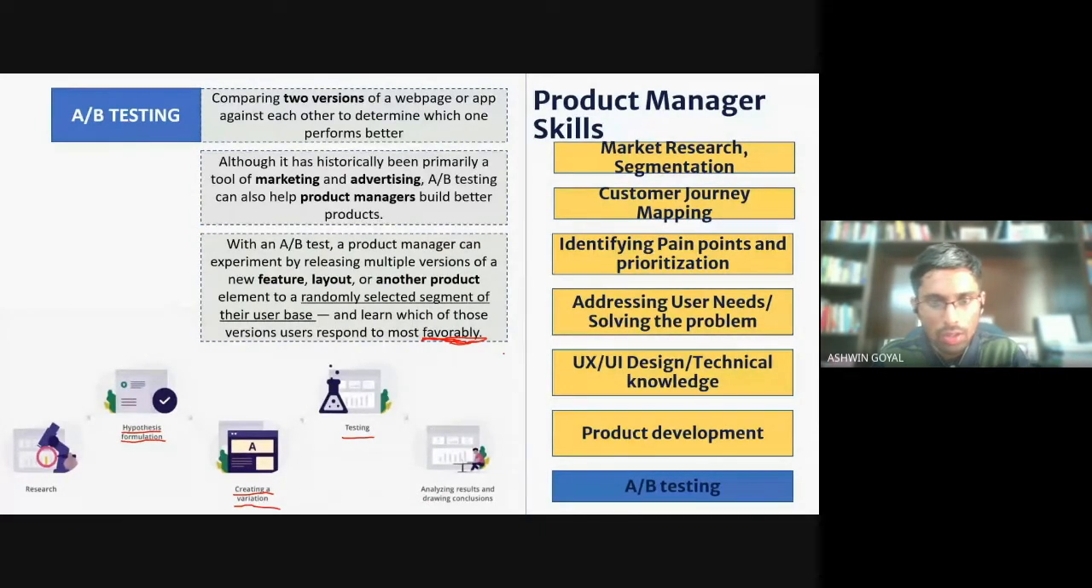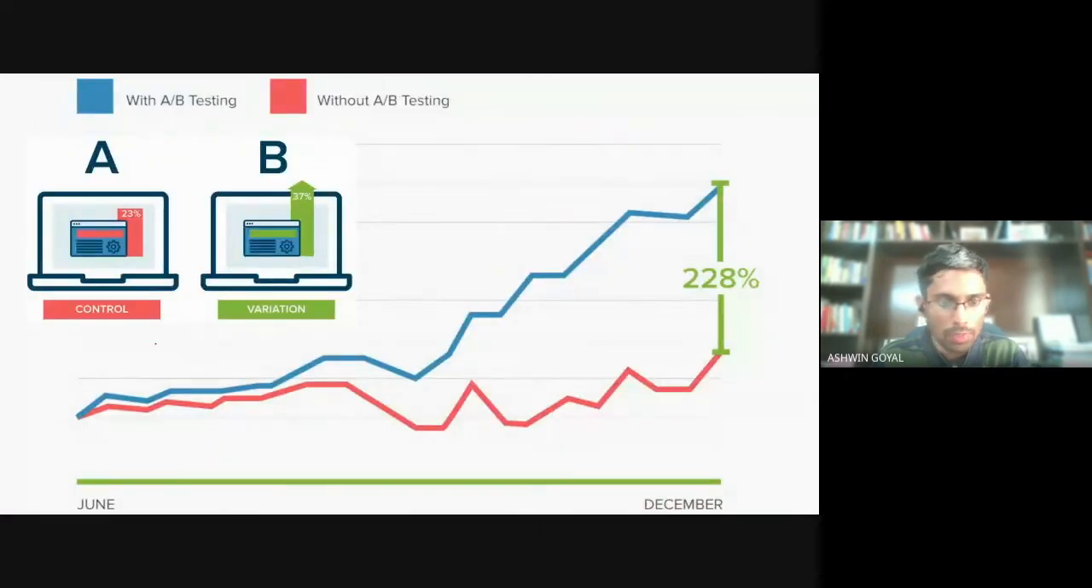Now I'll show one. This is basically the result. Now the blue one is with A/B testing. We are getting better results, and without A/B testing, we are getting lower. Now this can be the total number of sales, the total revenue generated, anything of that sort. And with A/B testing, you definitely get better results.